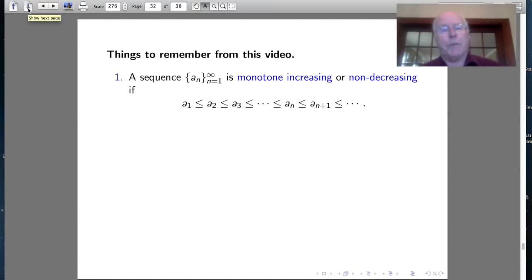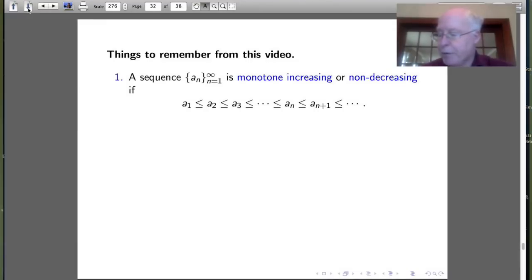So what do we want to remember from this video? Well, a very important definition. A sequence a sub n, with n running from 1 to infinity, is called monotone increasing or non-decreasing if the terms get larger as the index grows. Now, sometimes, as we saw in one example, it may turn out that a sequence decreases for the first couple terms, first 3, maybe 10 terms, but it might start increasing later on. We want to be sure we know how to recognize that behavior also.